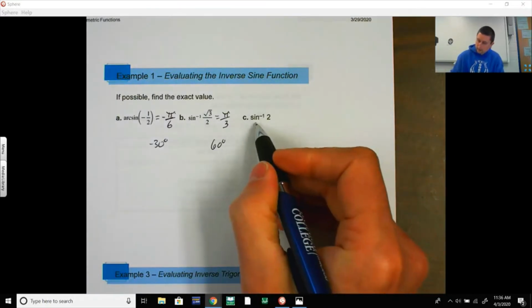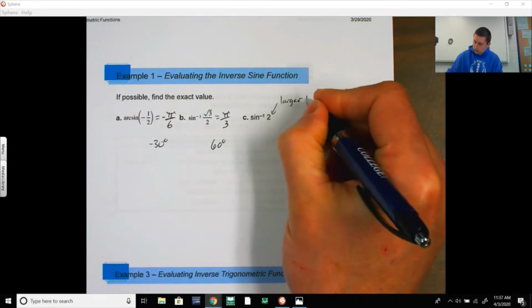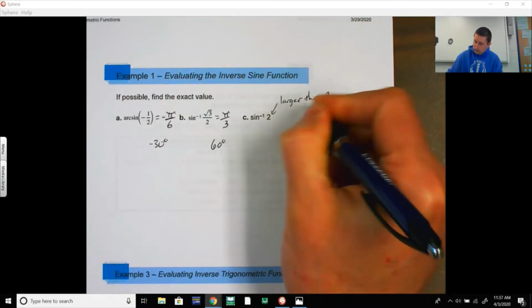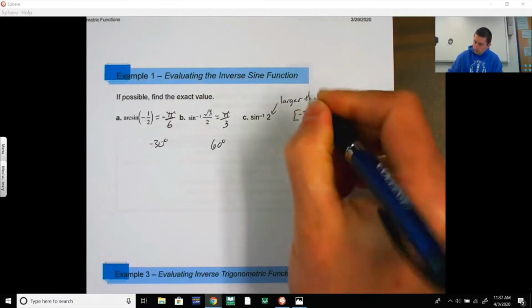Inverse sine of 2. This is larger than 1. Remember, your domain is from negative 1 to 1. So that does not exist.